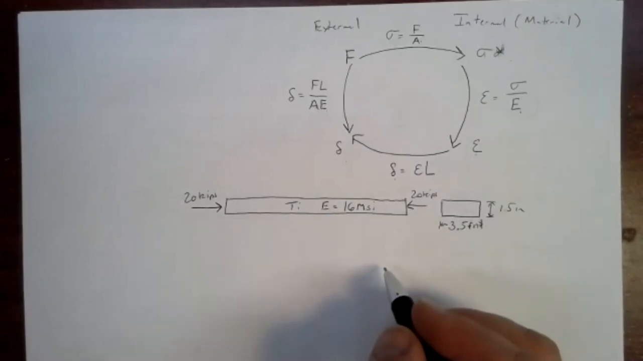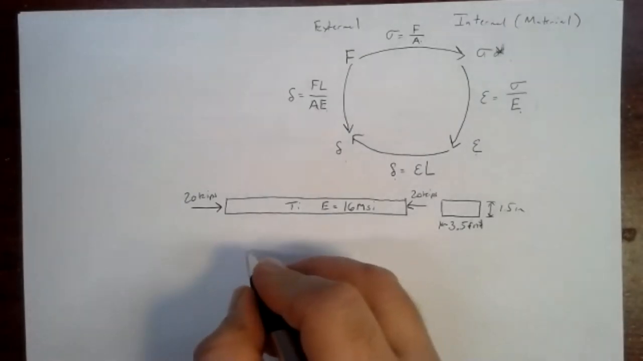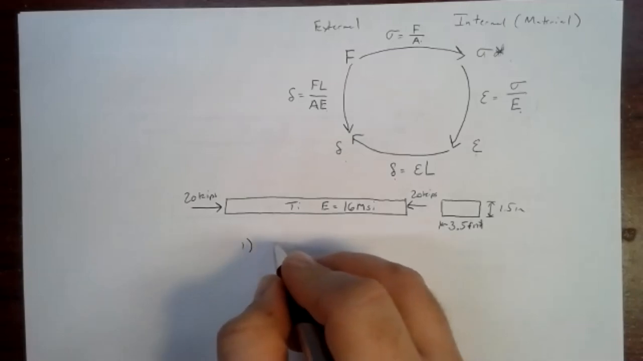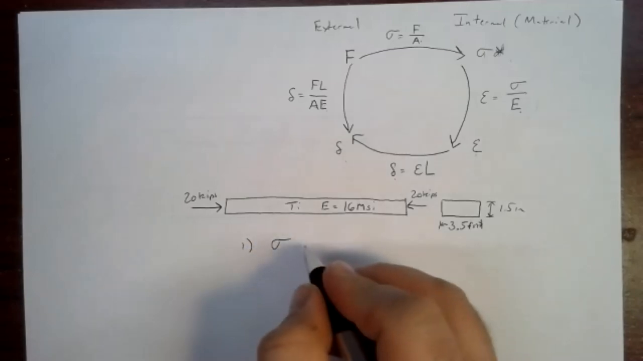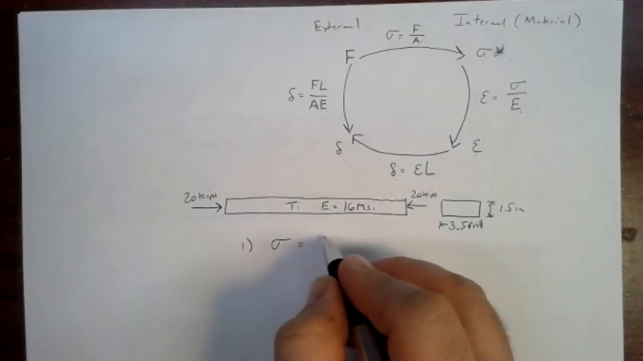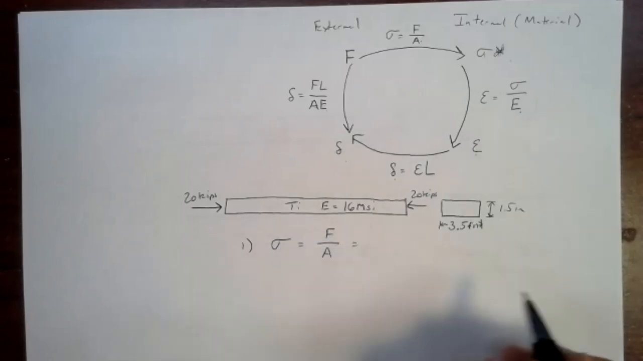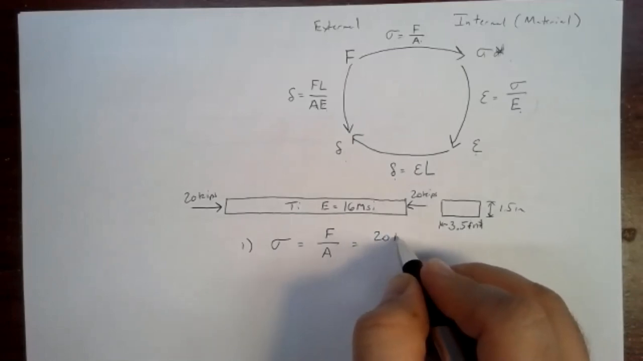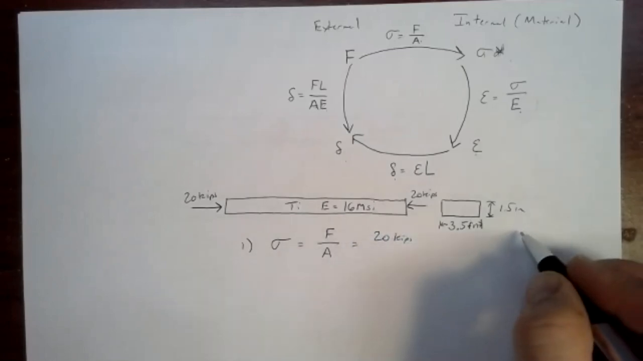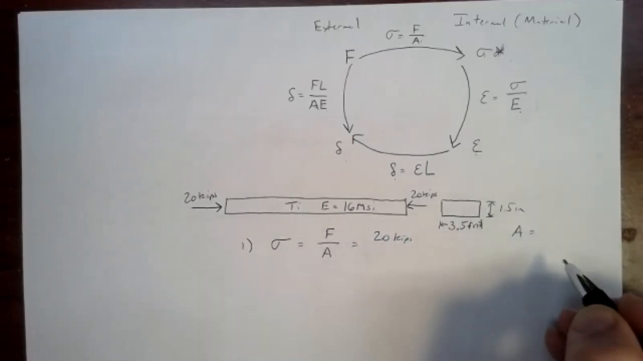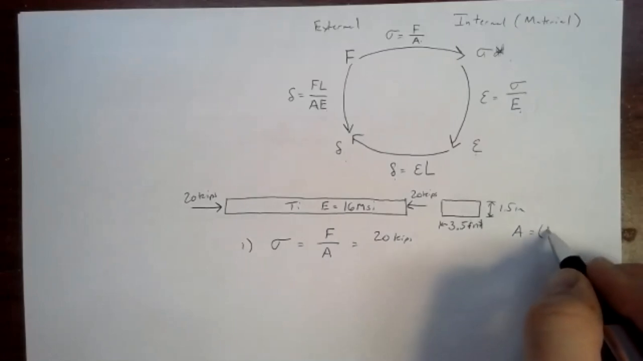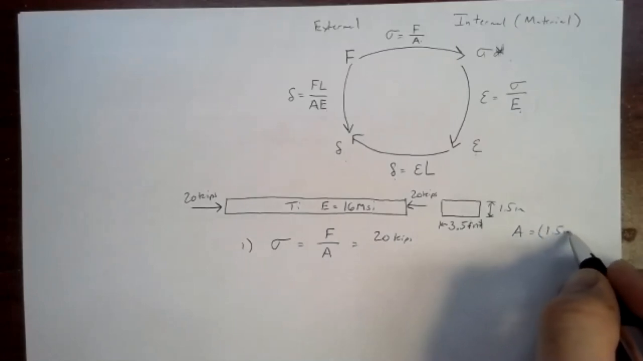So let's first figure out our stress here. So first step, we'll find our stress. The normal stress is the force spread out over the area. We've got a force of 20 kips. We could go off to the side here and figure out our area. Area is length times width. It's just a rectangle.